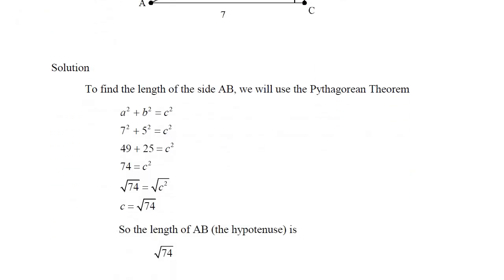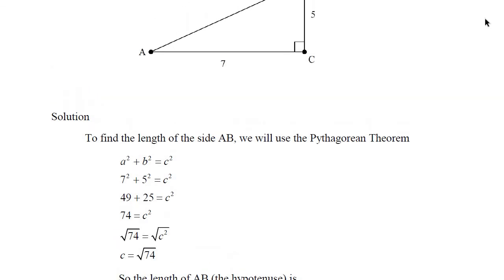So using my Pythagorean theorem to find the length of that hypotenuse, that's a squared plus b squared is equal to c squared. That's 7 squared plus 5 squared is equal to c squared, which gives me 49 plus 25 is equal to c squared, which gives me 74 is equal to c squared. Taking the square root of both sides, that ends up giving me c is equal to the square root of 74. So that's the length of that hypotenuse, square root of 74.